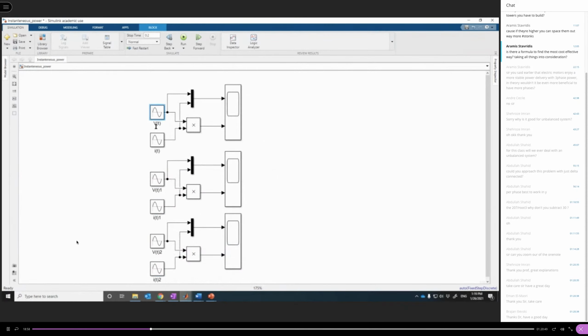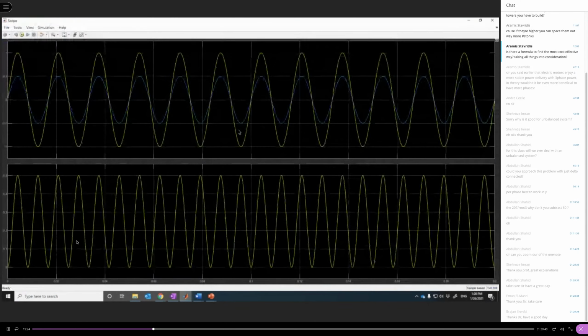I'm gonna name this as A, this is B, and this is C. This one is C. Okay. So we have 3 phases. Let's run the simulation model.